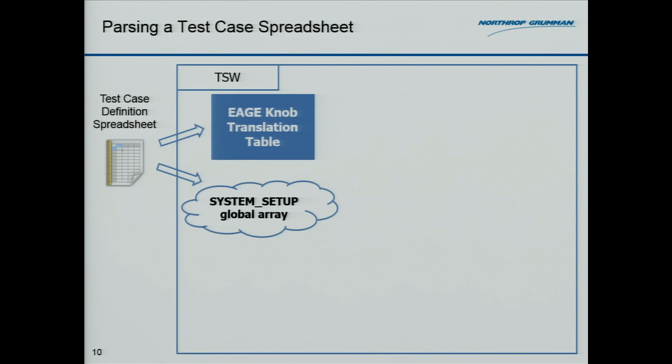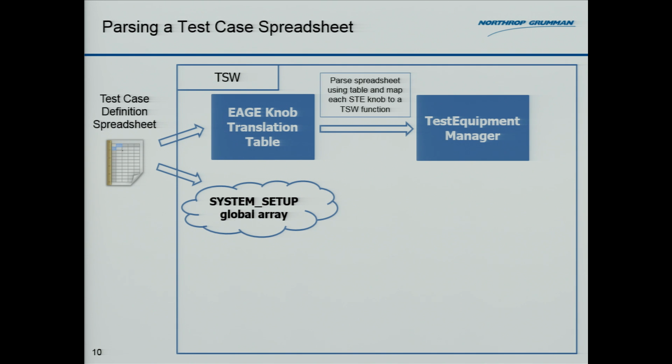This little animation will be kind of like the flow of how we parse this spreadsheet. So at your operator console, you select the test, click go, and the test exec environment parses your spreadsheet and reads out all of the knobs that you have defined. So first, they go through the translation table. We figure out what you're telling us to do.